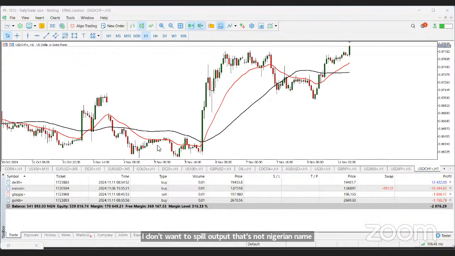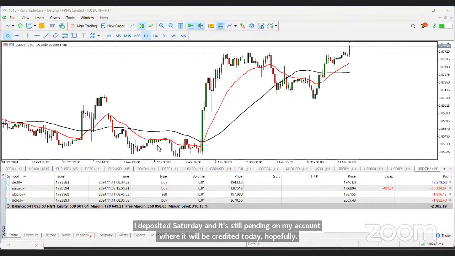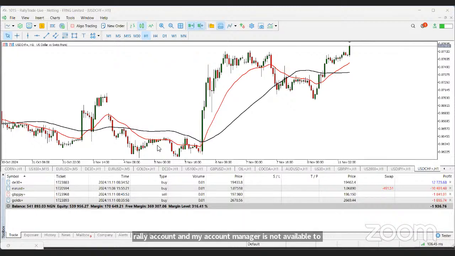So, sir, I deposited it Saturday and it's still pending on my account. Well, it will be credited today, hopefully. Rally account and my account manager is not attending to me. So you can send me your email also personally. Send it to my WhatsApp. My WhatsApp is 090-2039-8739. I'll look at it and of course I'll attend to you.